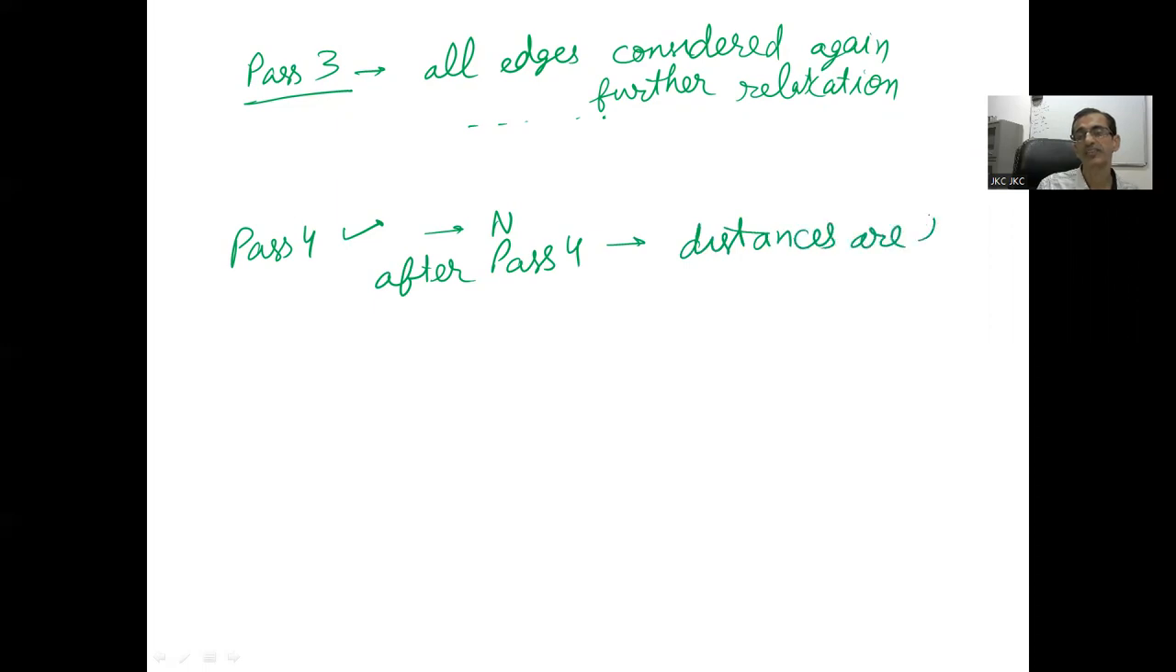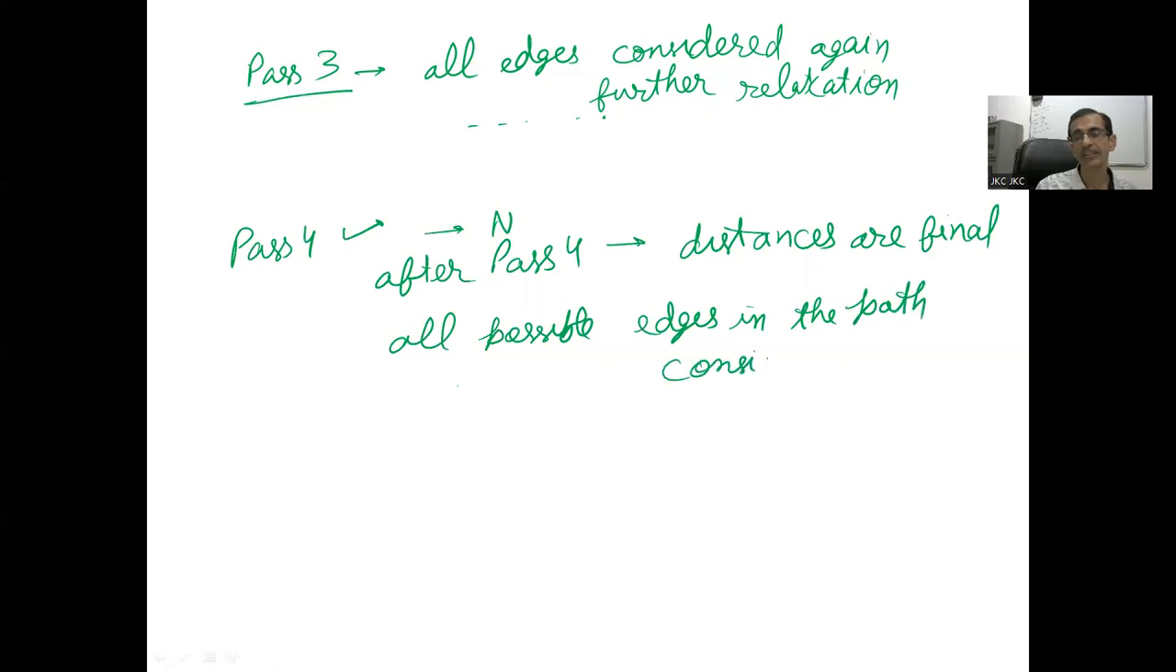And they are the shortest. The claim has a simple logic that all possible edges, all possible routes, all possible paths, all possible edges in the path have been considered. Indirectly, you can also think the other way. You can think in terms of incoming edges also.